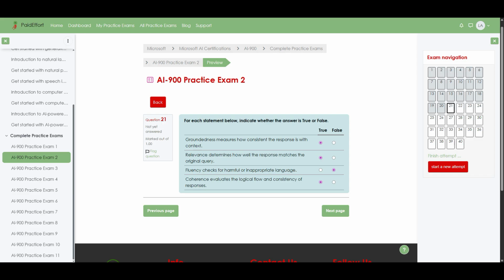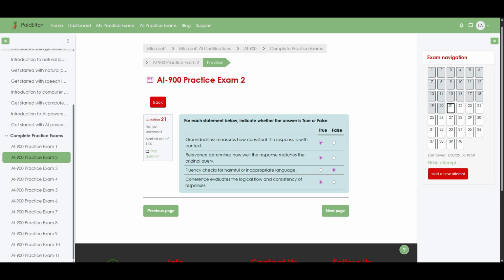The third statement is false. Fluency refers to how readable and natural sounding the response is, not whether it includes harmful content. Safety checks for harmful or inappropriate language fall under a separate evaluation category, often referred to as toxicity or harm. Finally, coherence is true. This evaluates how well the response logically flows from sentence to sentence. A coherent answer should be easy to follow and internally consistent.